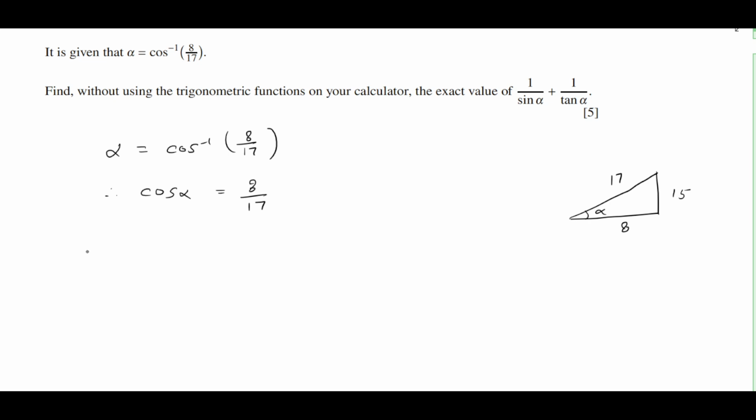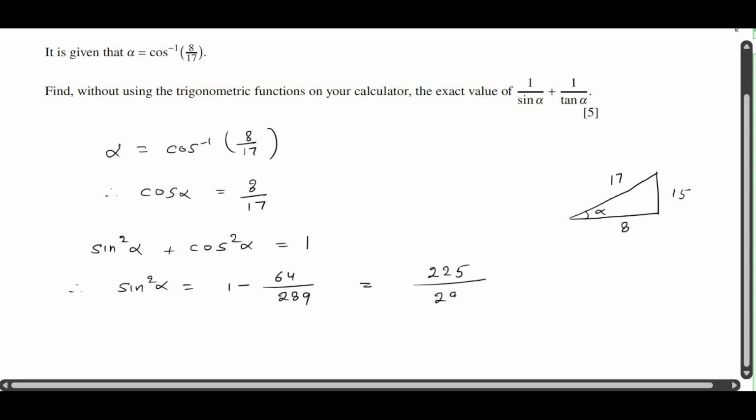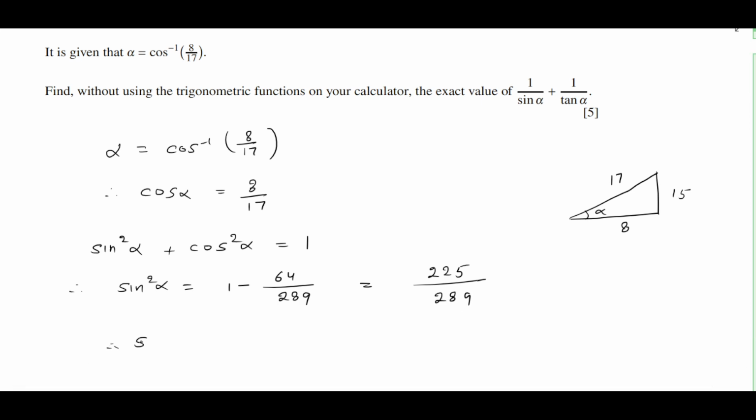Now, what identity will I use? You have an identity, sine square alpha plus cos square alpha is equal to 1. So from this, you will get sine square alpha as 1 minus cos square alpha, which is 1 minus 64 divided by 17 square. So 17 square is 289, and therefore you will get 225 divided by 289. This is sine square alpha, and therefore sine alpha will be plus or minus 15 divided by 17.